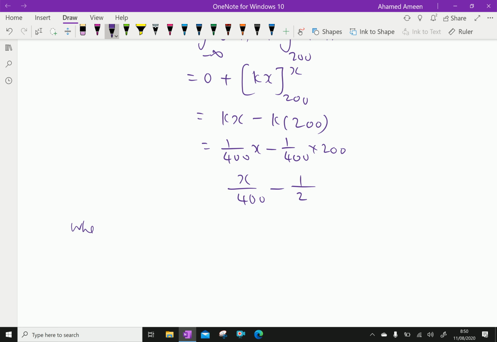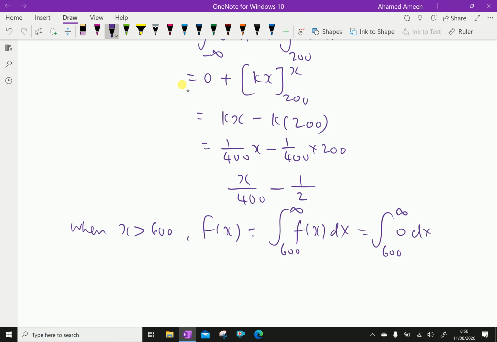When x is greater than 600, then F of x equals the integral from 600 to infinity of f of x dx, which is only the integral of 0 dx, which is only 0, because the integral of 0 is 0.